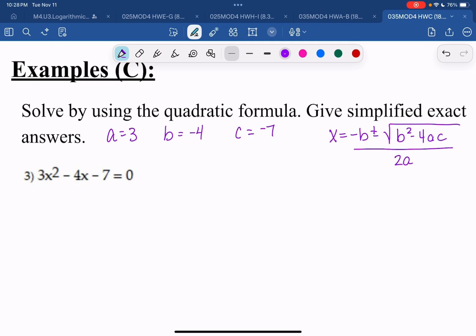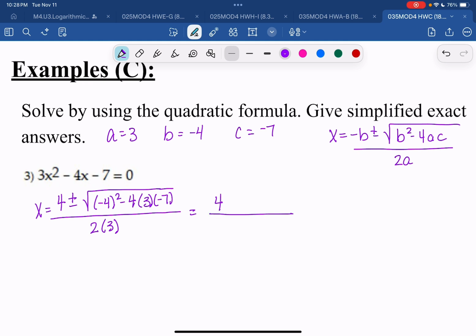Okay, all right, so let's plug it in. So x equals negative b. So since b is negative 4, the opposite of that would be positive 4, plus or minus the square root of b squared minus 4 times a times c all over 2 times a. All right, then we start to clean up the inside. So I've still got 4 plus or minus the square root.